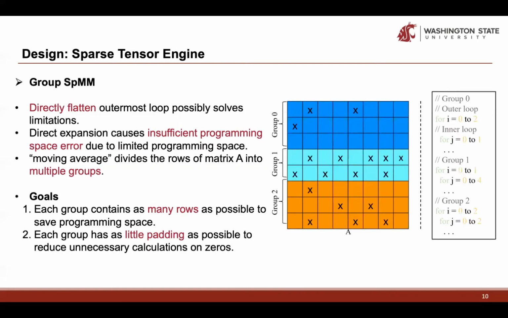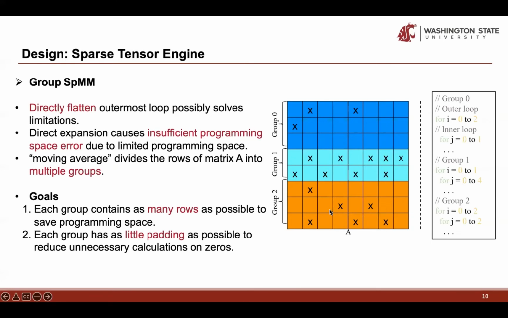Then I'll talk about our proposed group SpMM. When we directly flatten out the most loop, it possibly solves the limitation, but direct expansion causes insufficient programming space area due to limited programming space. So we use a moving average to divide the rows of matrix A into multiple groups, as shown in the figure.